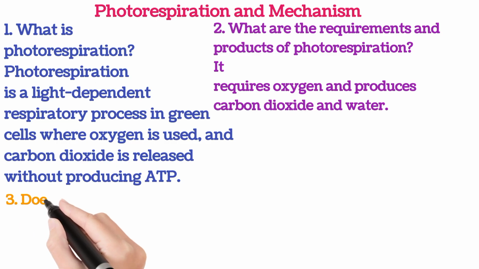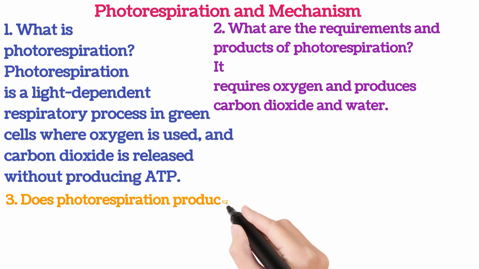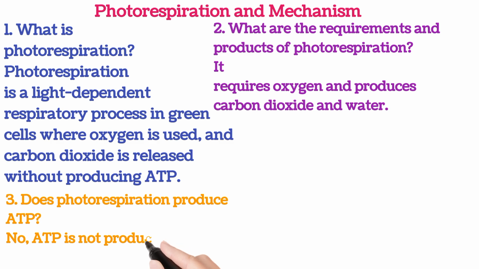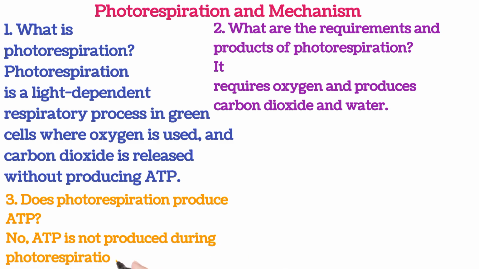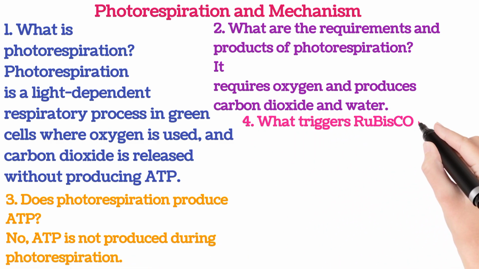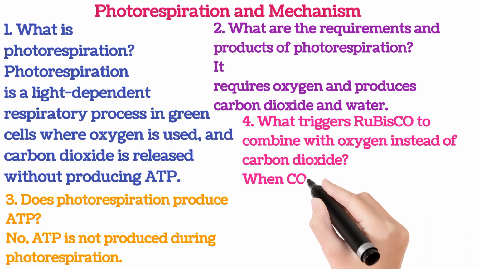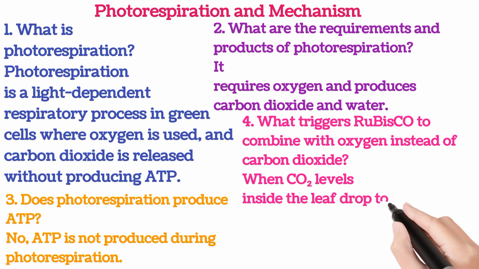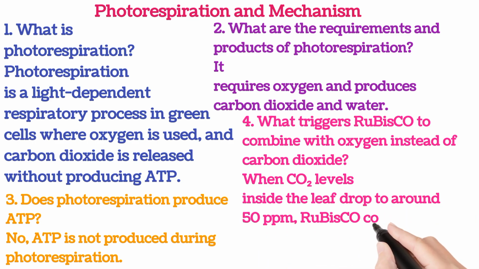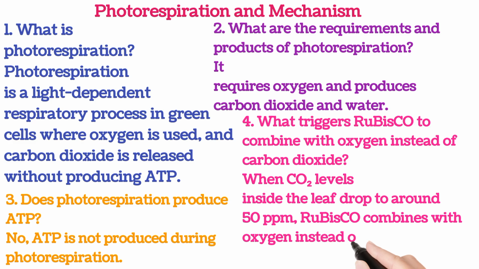3. Does photorespiration produce ATP? No. ATP is not produced during photorespiration. 4. What triggers RuBisCO to combine with oxygen instead of carbon dioxide? When CO2 levels inside the leaf drop to around 50 ppm, RuBisCO combines with oxygen instead of carbon dioxide.